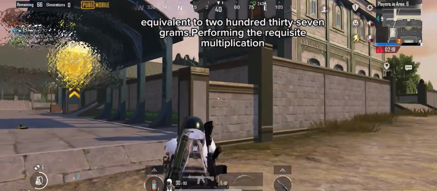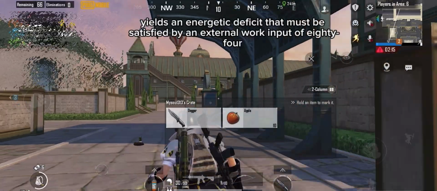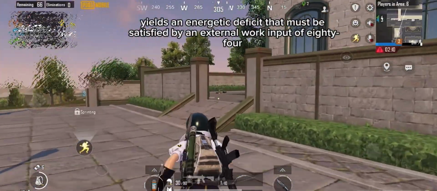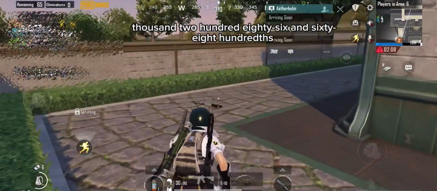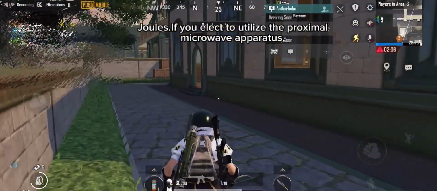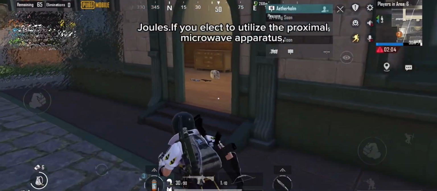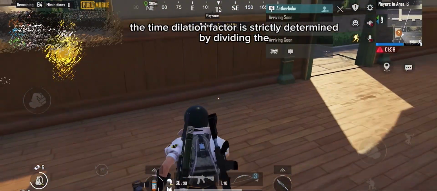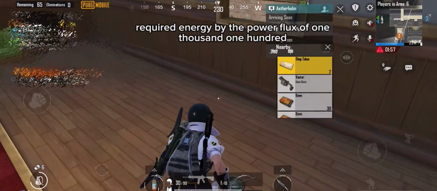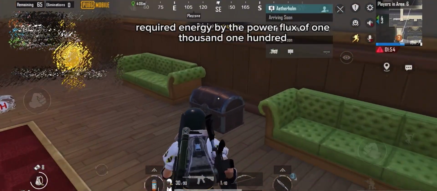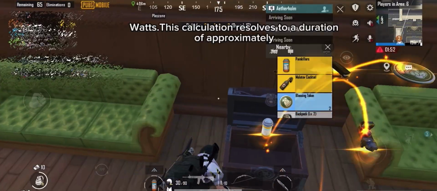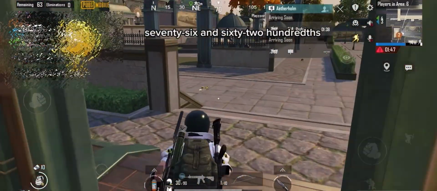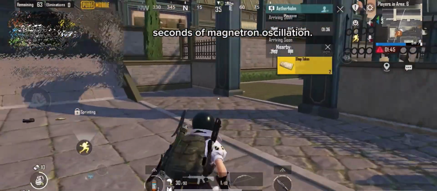Performing the requisite multiplication yields an energetic deficit that must be satisfied by an external work input of 84,286 and 6800ths joules. If you elect to utilize the proximal microwave apparatus, the time dilation factor is strictly determined by dividing the required energy by the power flux of 1100 watts. This calculation resolves to a duration of approximately 76 and 6200ths seconds of magnetron oscillation.